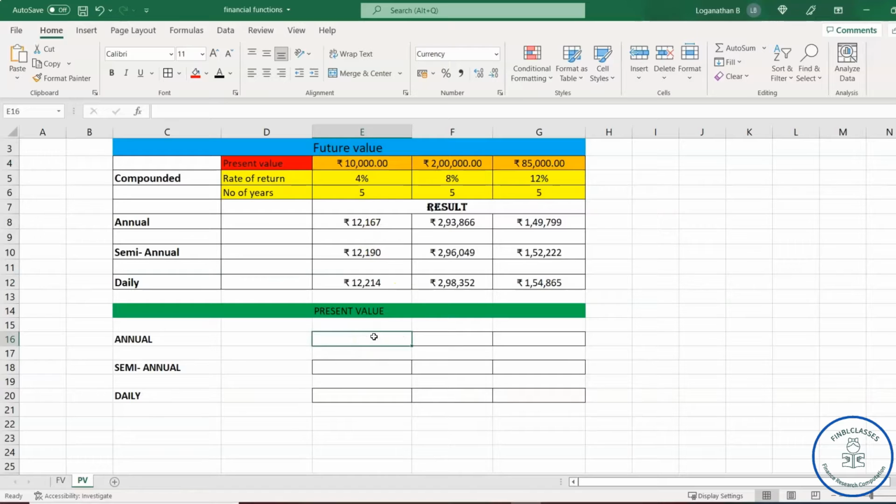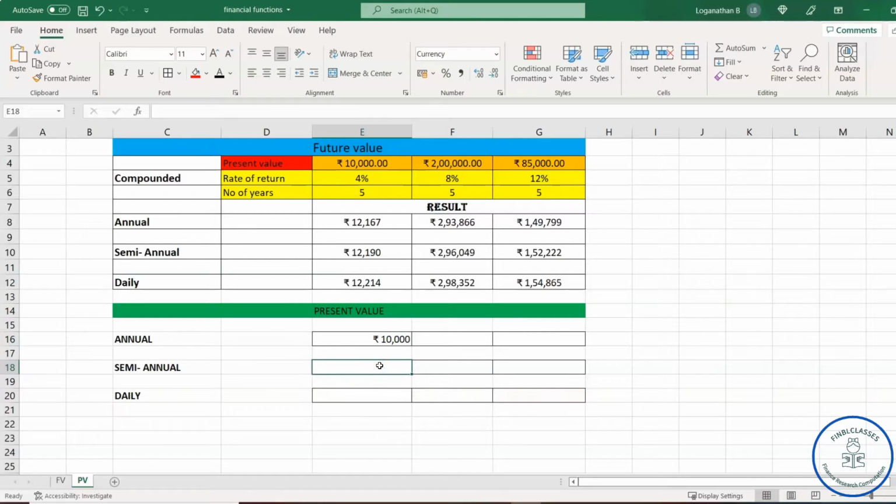So I make the cell active, which is A16. Then I press equal to and PV, and I'll get the present value formula. PV will be asking for the rate, 4% is the rate, and the number of years is 5. There is no PMT, which means there is no annuity, so I put it as 0. And here it will be asking for the future value, which we have already calculated as 12,167. So I put minus, select the cell E8, close the bracket and enter. I get the present value is 10,000. So it is correct, right?